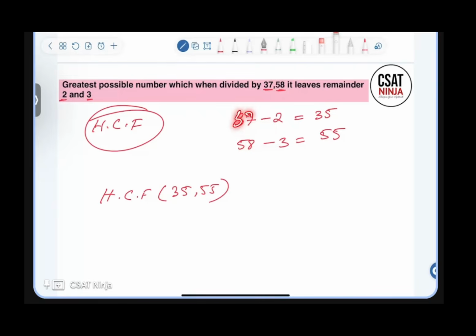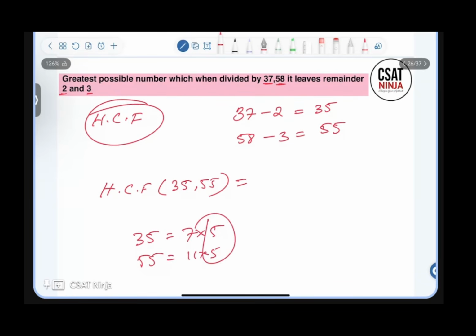So you have 37. In this case, you are getting a remainder 2, and in this case, a remainder 3. So 37 minus 2 is 35, and 58 minus 3 is 55. You find the HCF of these two, that is the answer. So how do you find the HCF? 35 is 7 into 5, and 55 can be 11 into 5. So the common term here is 5. That means HCF of 35 and 55 is nothing but 5. So the answer, the greatest number possible, is 5. So that's how you approach a question.